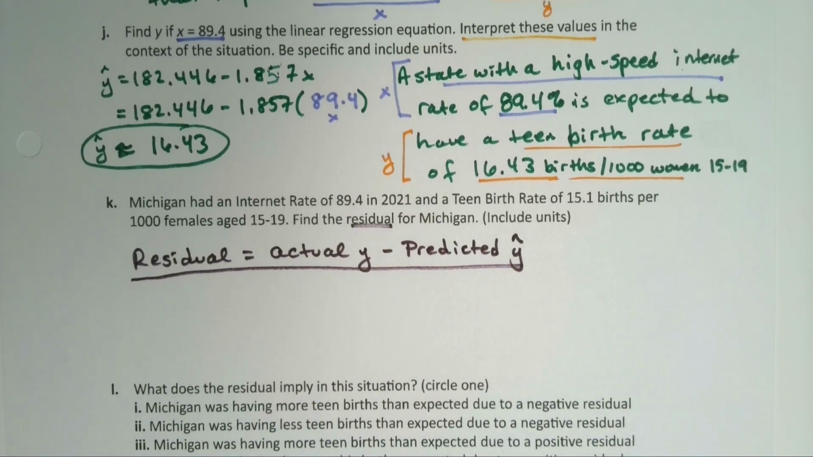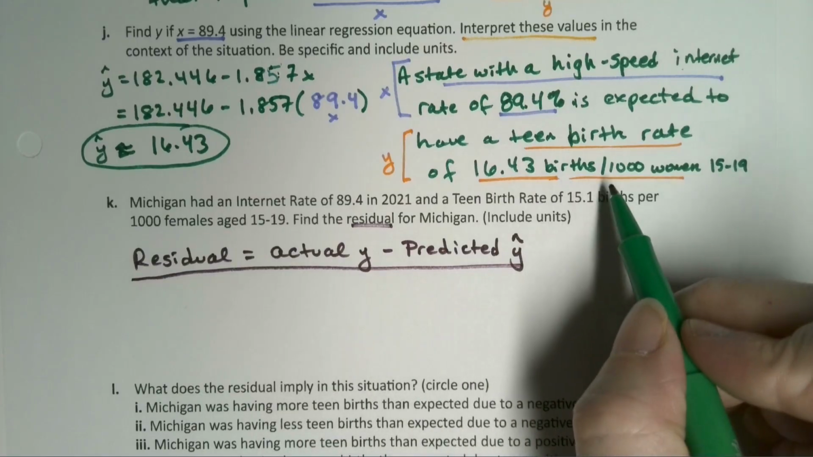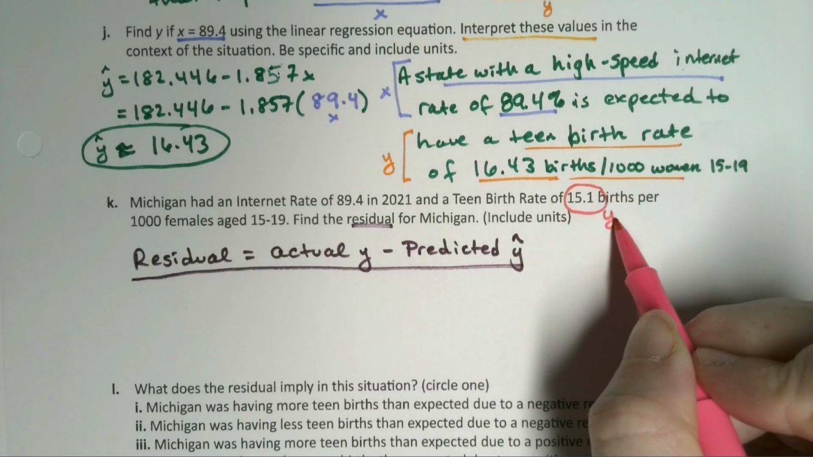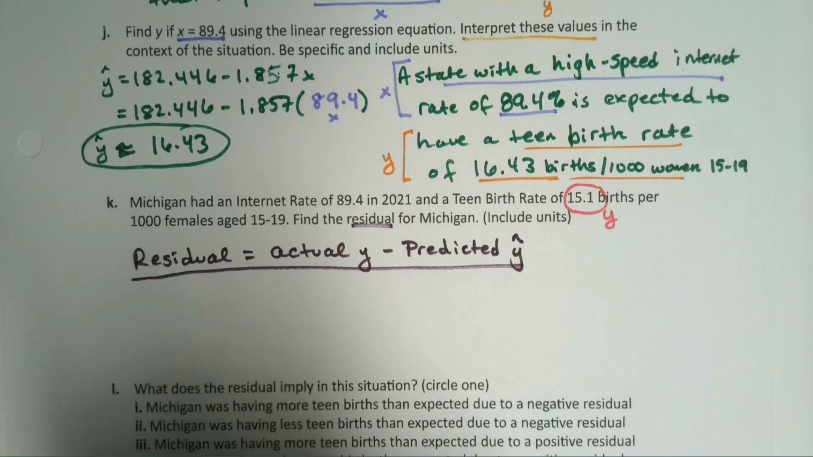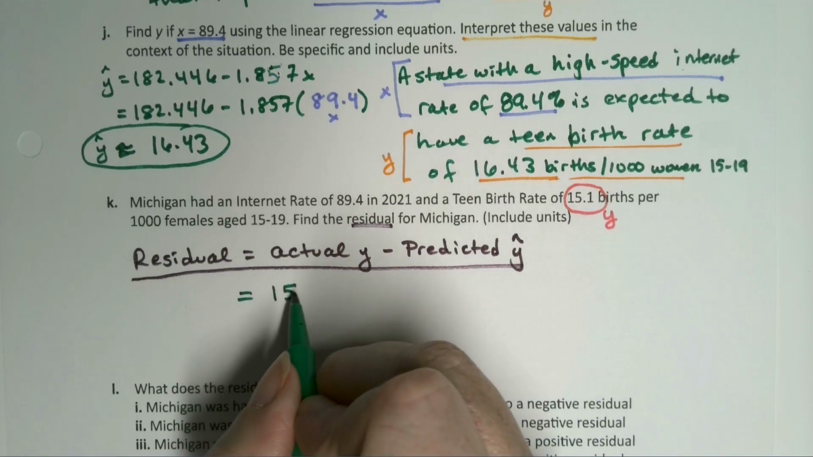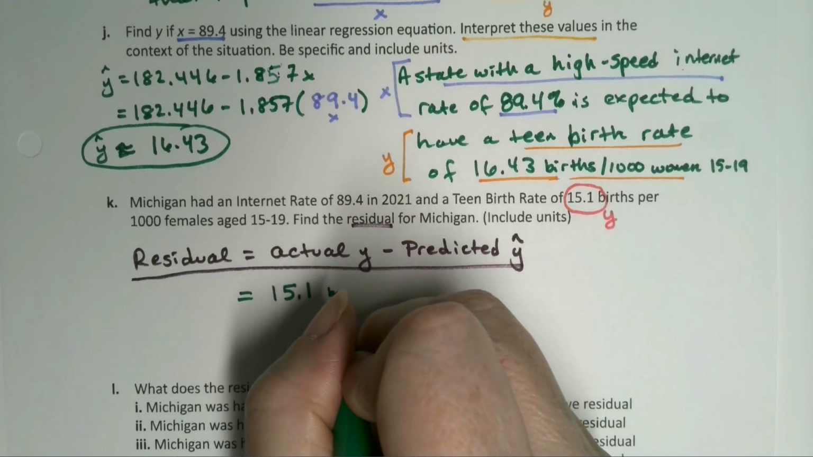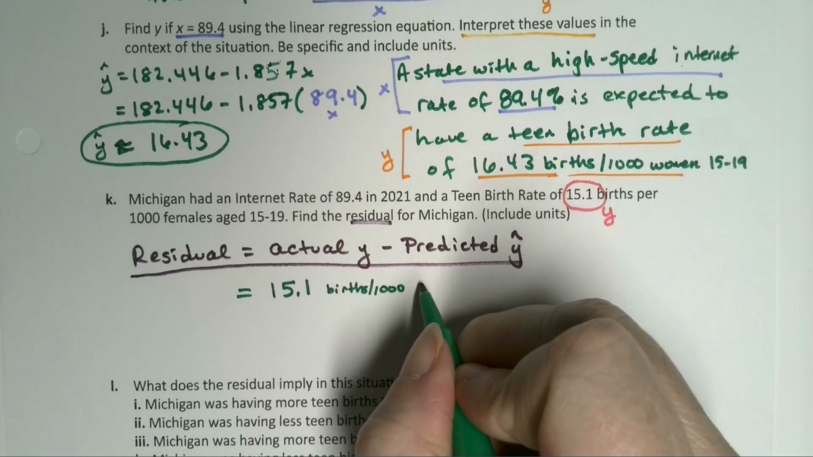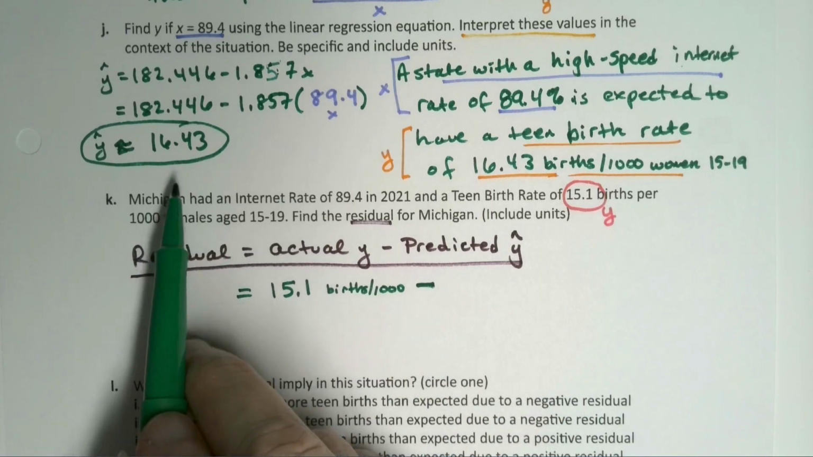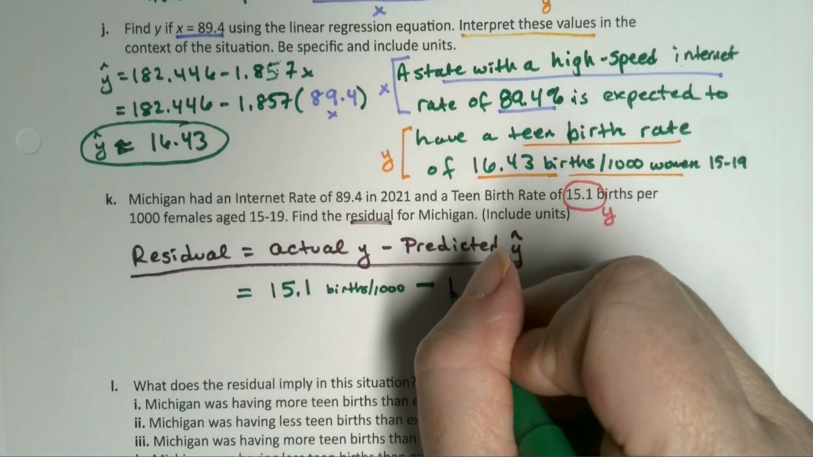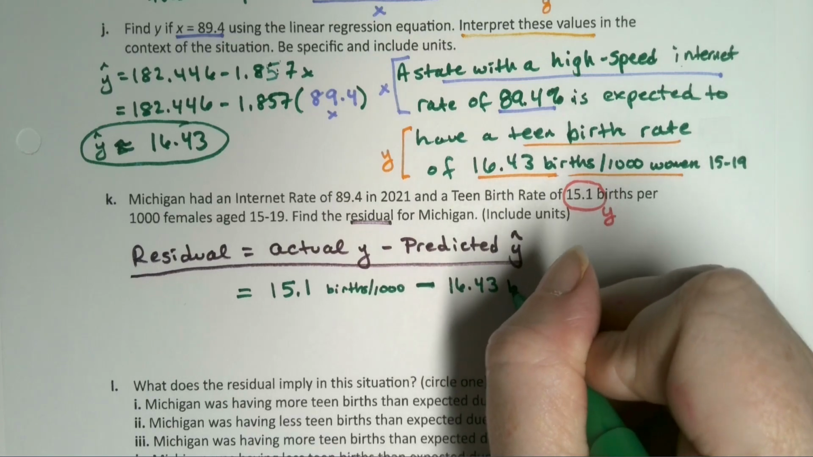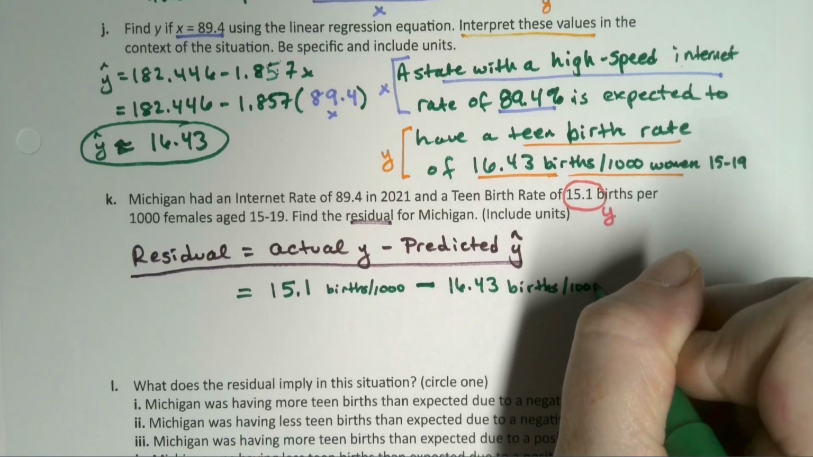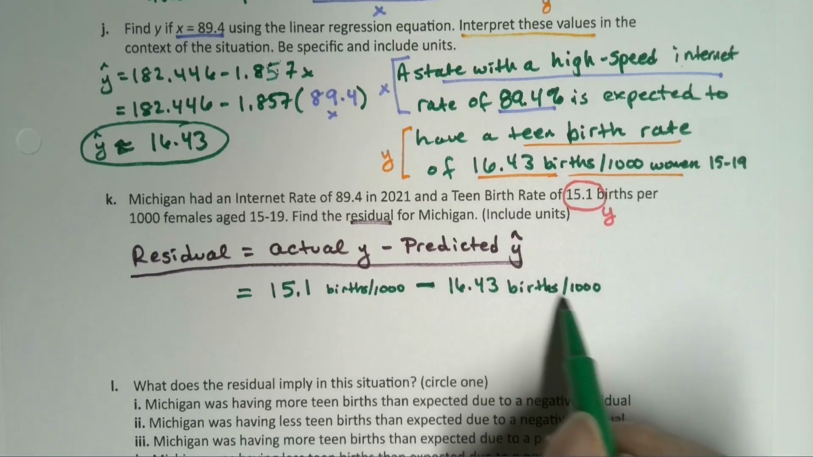from section 4.2. So the actual Y is right here, right? It's telling us they really had 15.1. So the reality is 15.1 births per 1,000 women, right? Minus the prediction. And the prediction we made was 16.43 births per 1,000 women. I'm just abbreviating that really quickly.